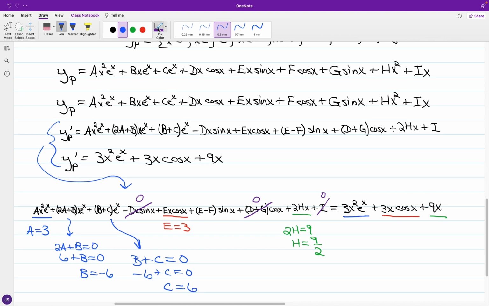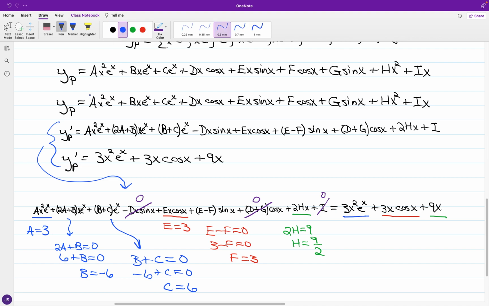is equal to 6. And for the remaining coefficient f, we don't have a sine of x term on the right, but we have e minus f is equal to 0, and e is equal to 3. So it's going to turn out that f is equal to 3. So, relaying back to what we have here.